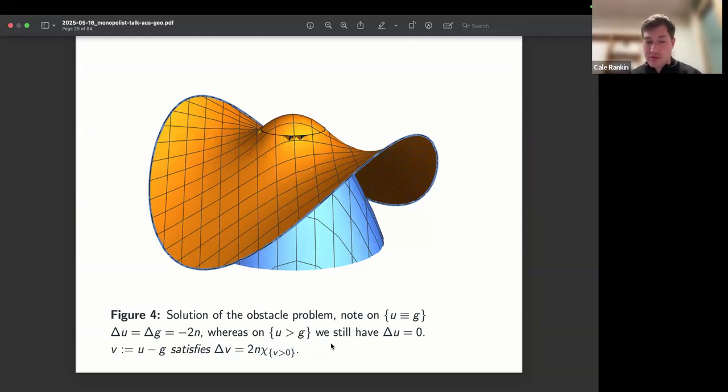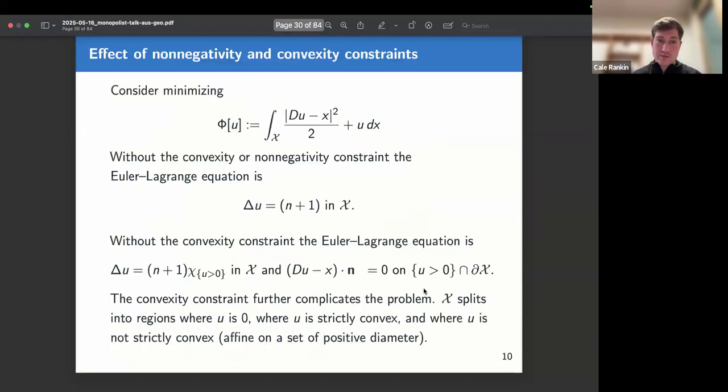These sorts of obstacle problems, where we've got a Laplacian with a jump discontinuity equal to a characteristic function of the set where something's non-negative, are going to show up again and again in this talk. And let's just understand what this means for our model.